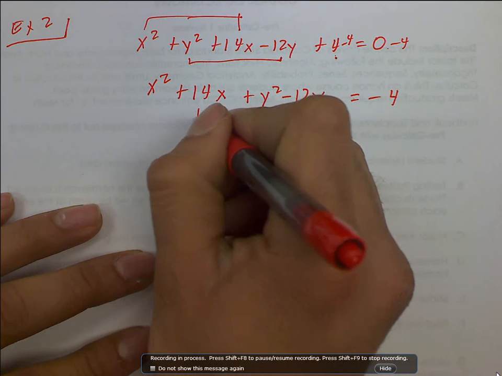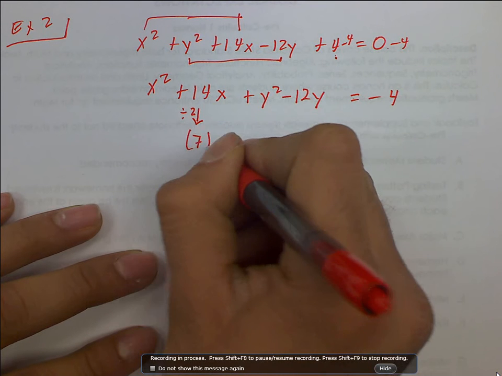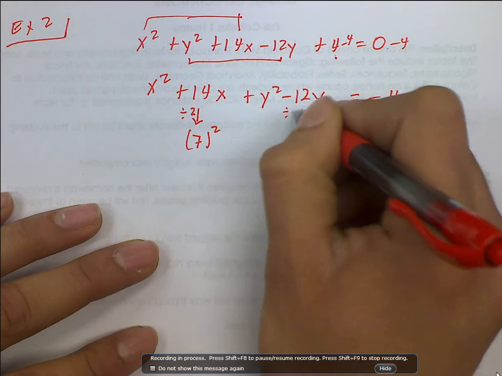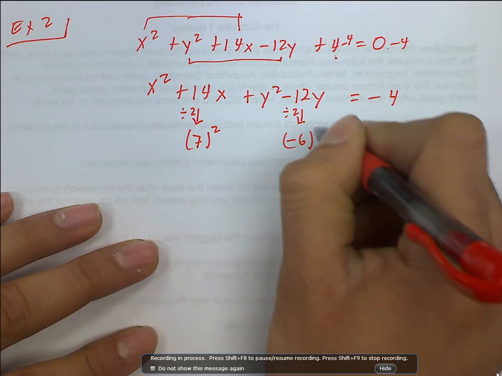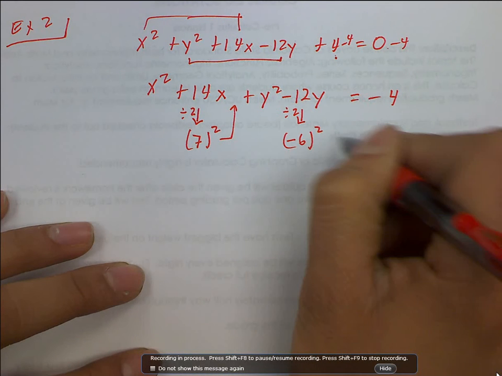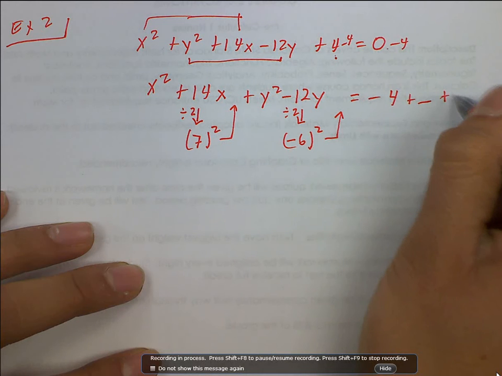I'm going to take that one, divide by 2, and I'm going to get 7, so it's going to be 7 squared. This one, I'm going to divide by 2, and I get negative 6, and I'm going to square that. Whatever I get, I'm going to add it here, and add it here, and also add it on that side. So let's clean it up.